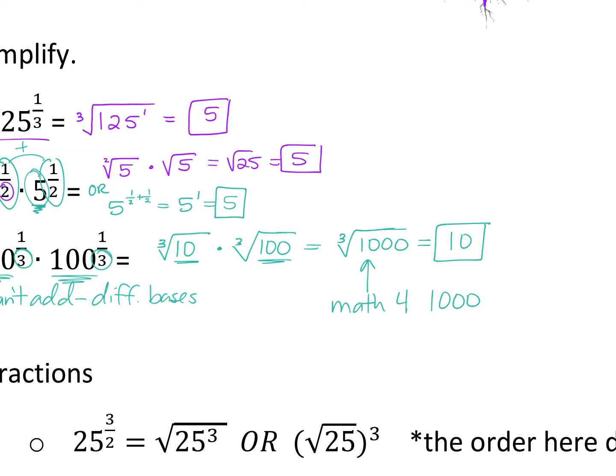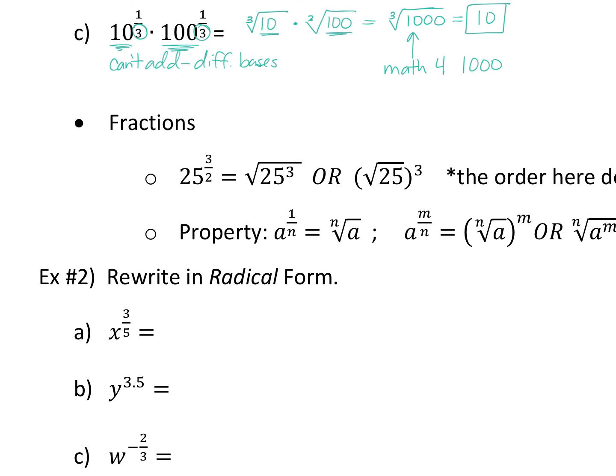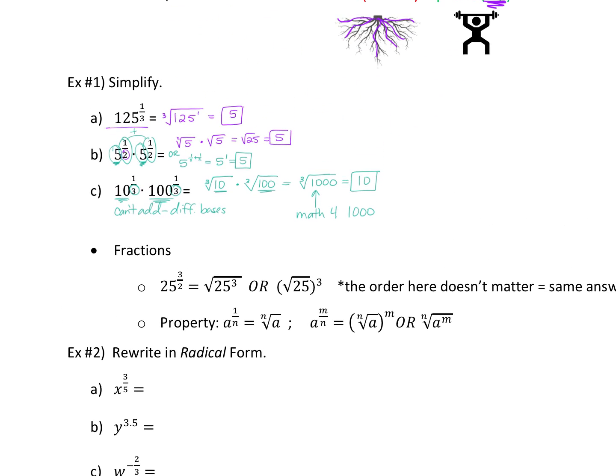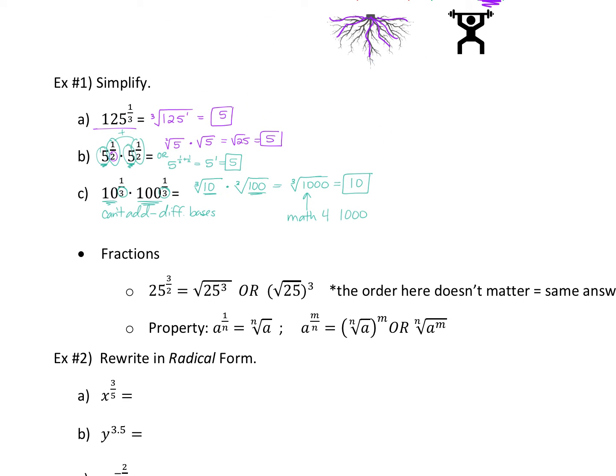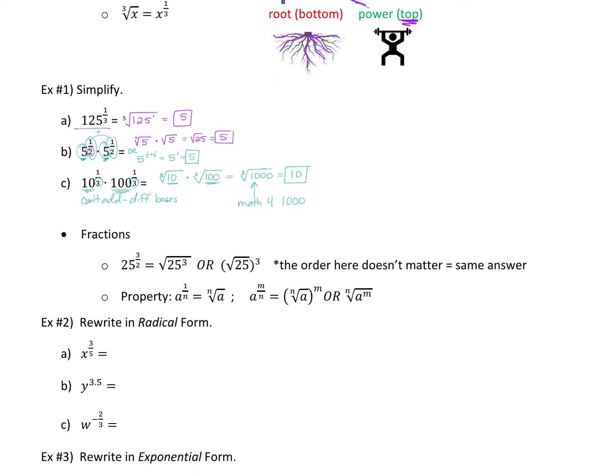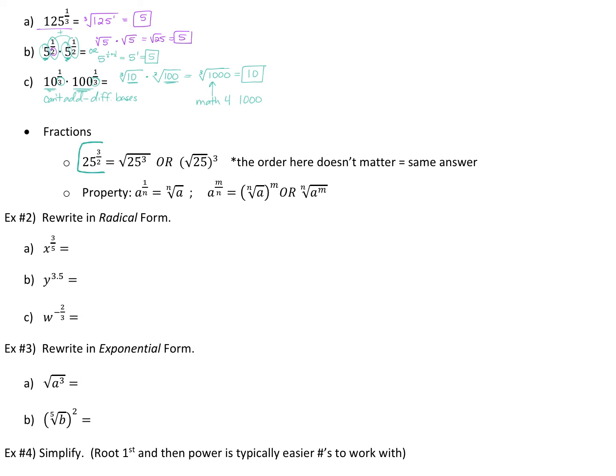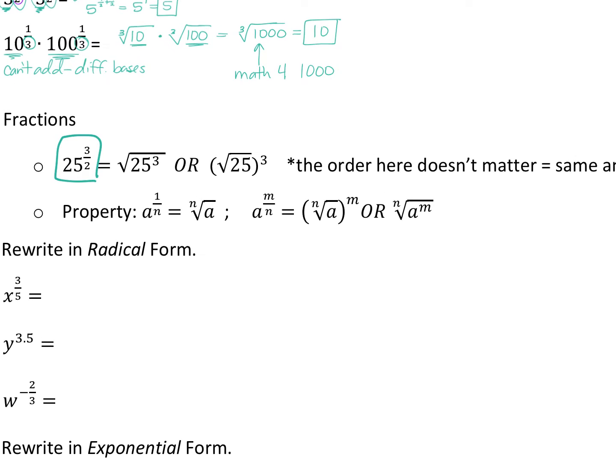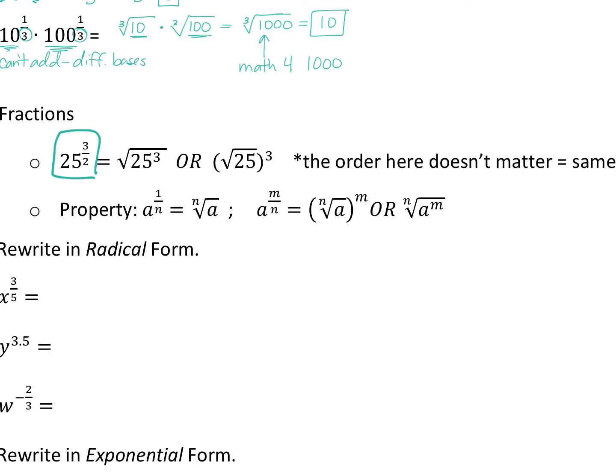Okay, so now we're going to work with some fractions where your numerator is not going to be 1 all the time, okay? So let's think of it like this. You have 2 ways that you can think of this setup. 25 to the 3/2 power is basically saying 25 to the 3rd power, right? The power is on top, and then you can square root that, or do it in the other order. You can square root it first and then take it to the third power.